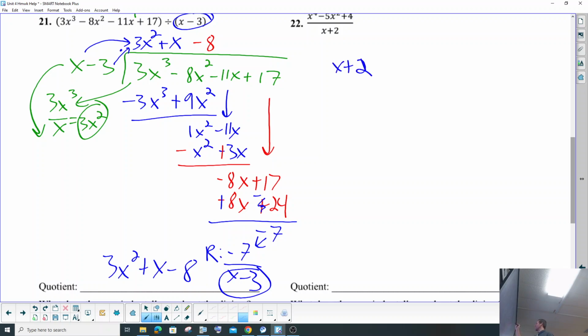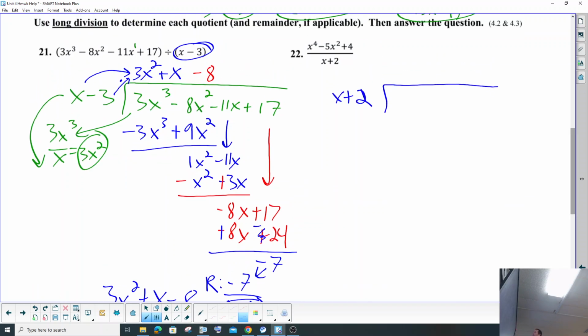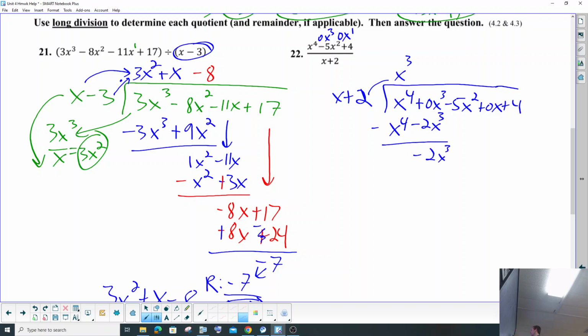Oh man, we got some placeholders on this one. So we're missing the 0x to the third power and the 0x. Don't forget your placeholders. So plus 0x to the third power minus 5x squared plus 0x plus 4. Good. So then x goes into x to the fourth. X to the third power times, so that's x to the fourth, and then 2 times that is 2x to the third power. Change the signs. We bring down the negative 5x squared, good, good.